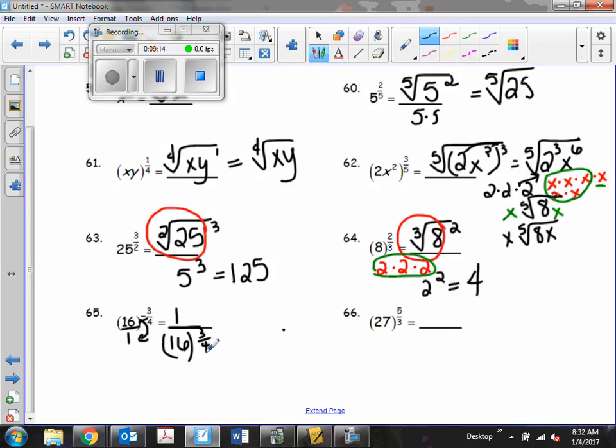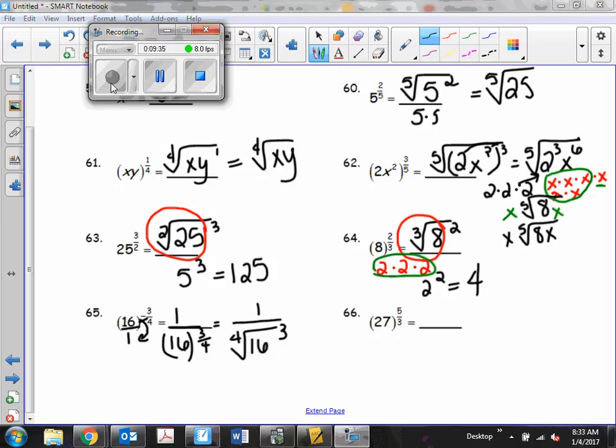3/4. Now we can break 16 into that radical. So this will give me 1 over, and then this right here is the 4th root of 16, and then raised to the 3rd power. Again, this is an instance where it's actually going to be easier to take that radical first, because it'll end up giving you a smaller number.